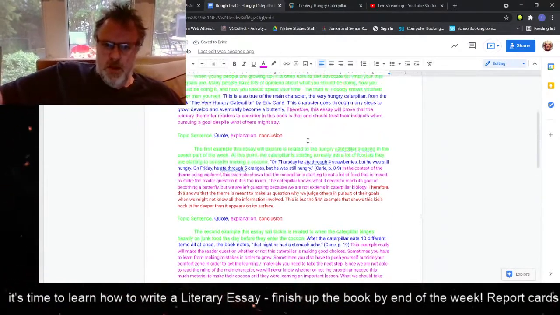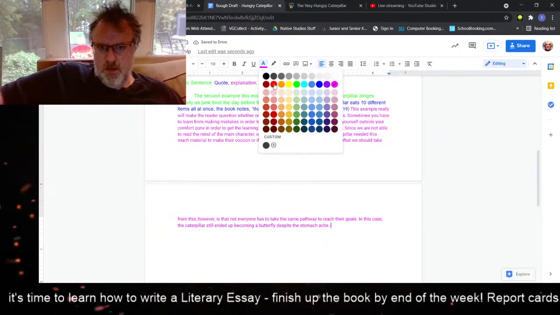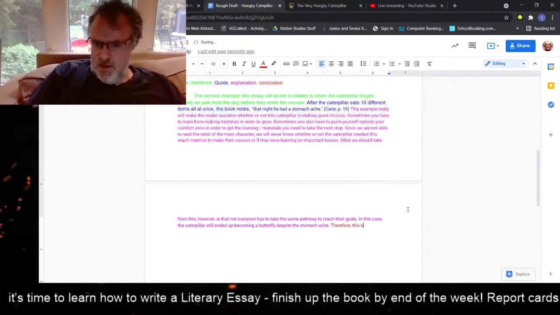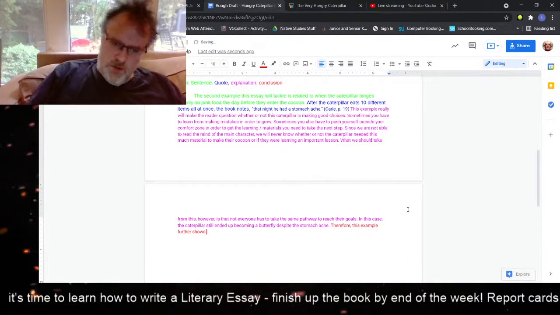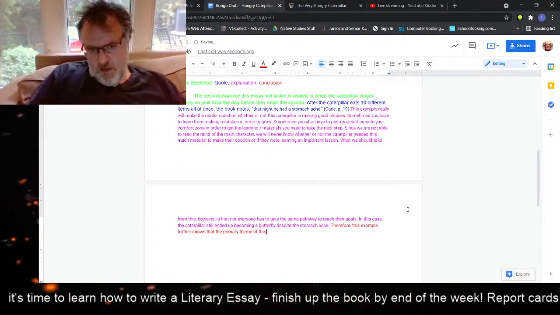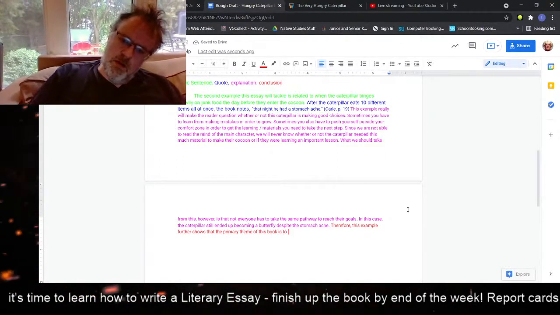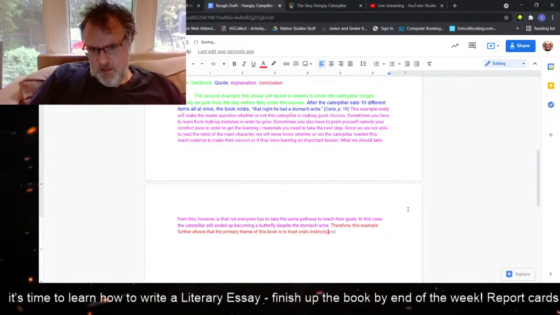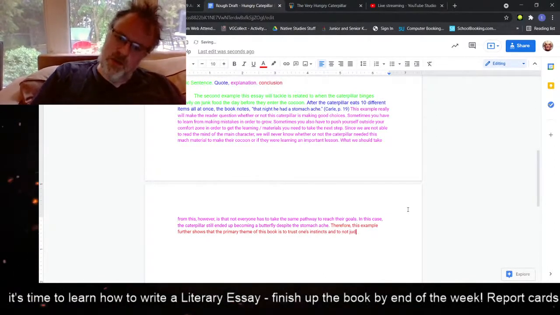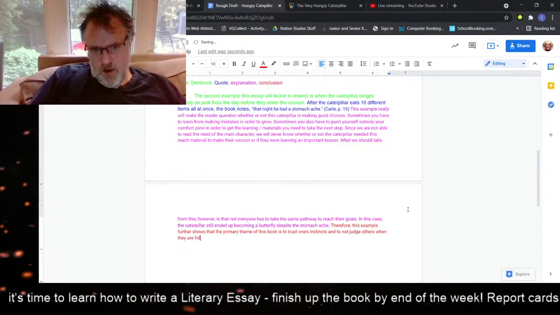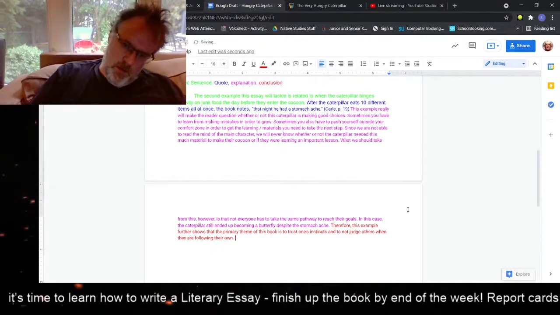Okay, and then our conclusion. Therefore, this example further shows that the primary theme of this book is to trust one's instincts and to not judge others when they are following their own.